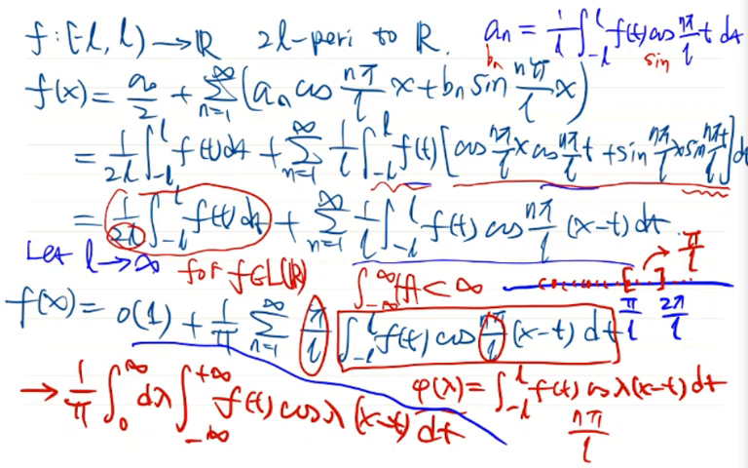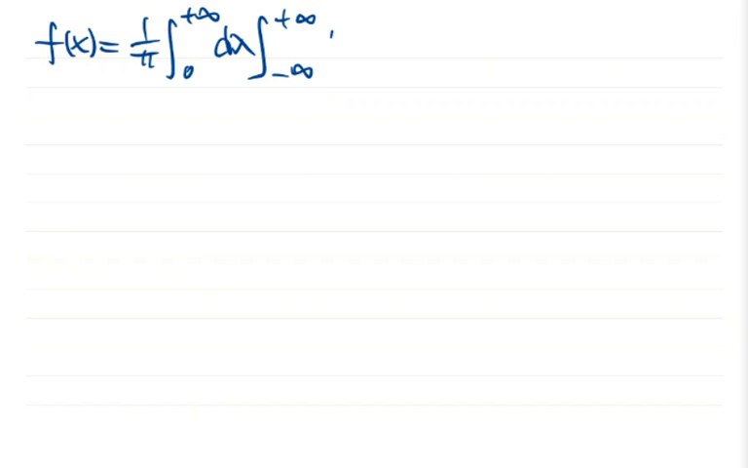Intuitively, consider this like some kind of integral sum, a Riemann sum. That is to say, we expect that under suitable conditions, we will have f(x) equals 1 over pi, integral from 0 to infinity d lambda, integral from minus infinity to positive infinity, f(t) cosine lambda(x minus t) dt. This is just the Fourier integral of f. We will prove this in the next video.